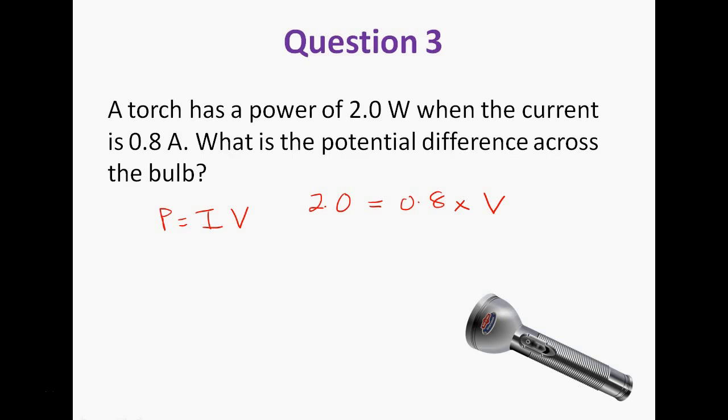If you want to rearrange it in symbol form, then P is I times V. Remembering, if we want to get V by itself, we need to undo this multiplication. So this simply becomes V is power divided by the current, which is 2 watts divided by 0.8 amps, which of course gives us 2.5 volts. And remember that you can always check this by substituting back into the original equation.